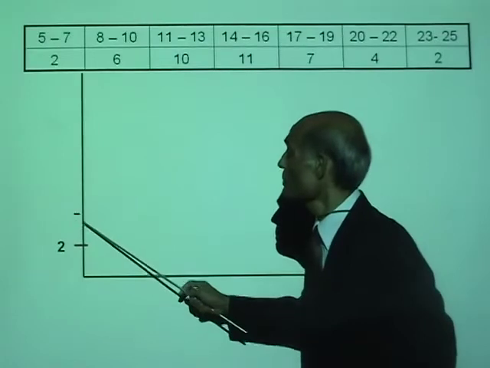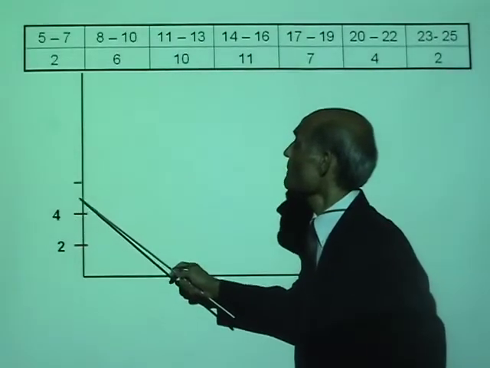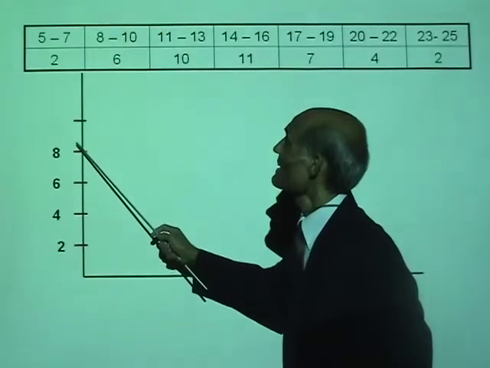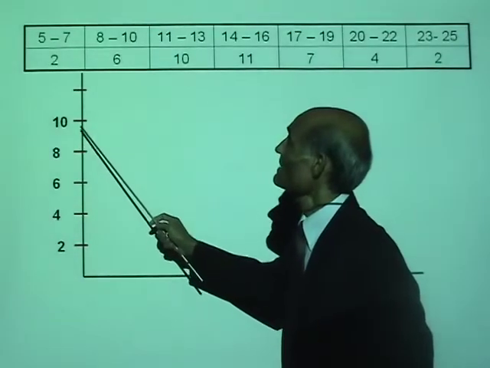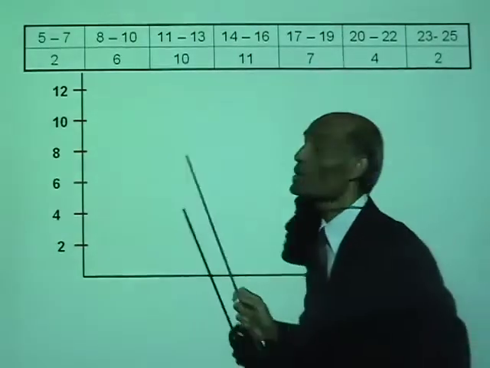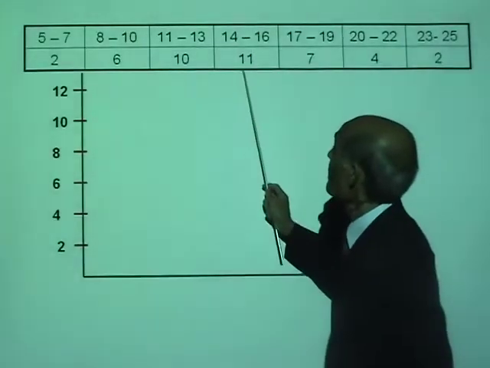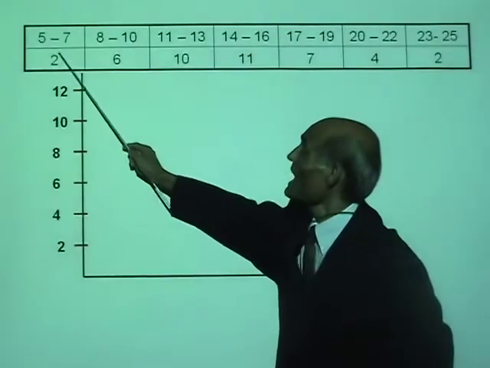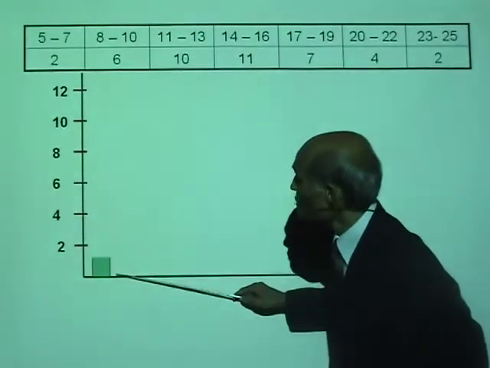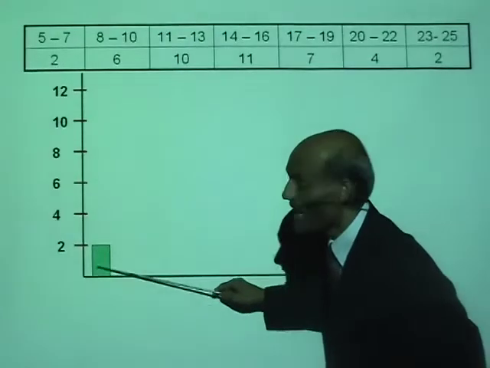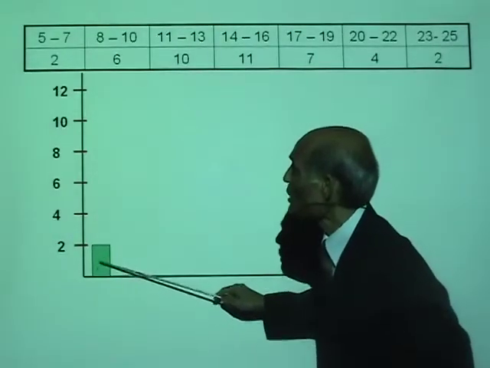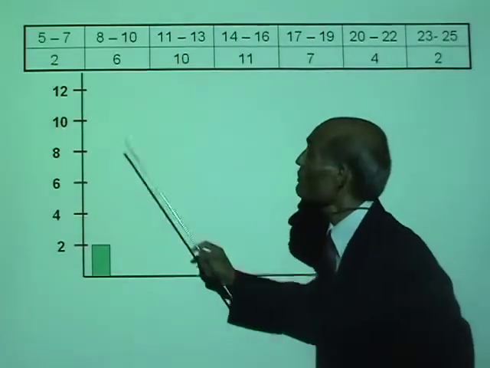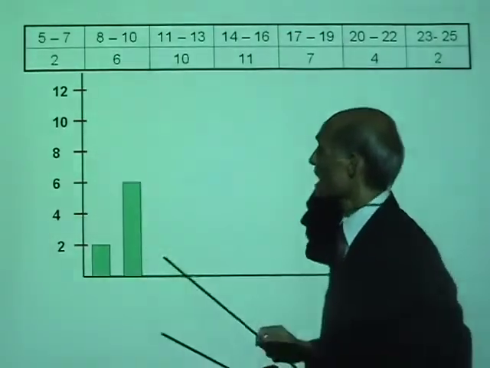Look at this, 2, 4, 6, 8, 10, 12. I need only go up to 12 because 11 is my maximum. And I go to the first class. In the first class, I have 2 values. Look at that. I draw a rectangle that has a height of 2. This represents the frequency of the first class.